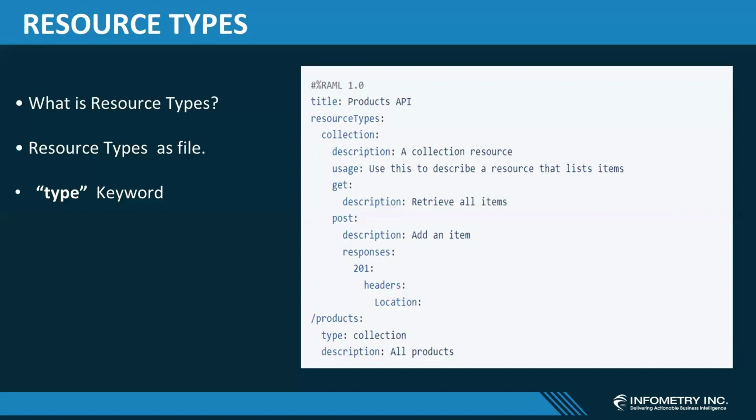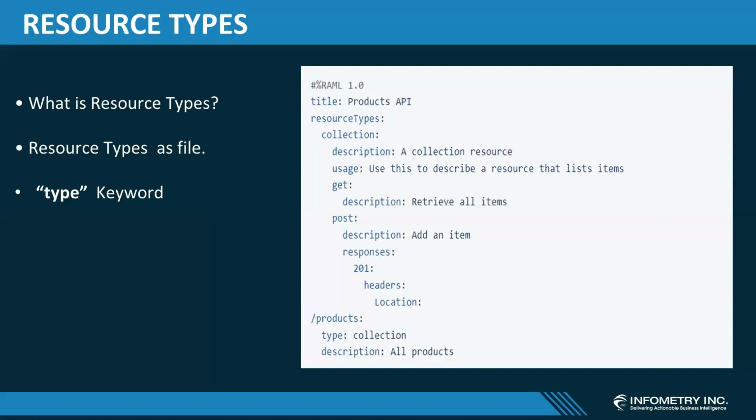So when I say resource types, they should be created as separate files as well. It's not only that we need to define them at the top of the root section. We can define separate resource types and refer to them using the !include keyword. After including it, at the top level under resource types, we write collection colon !include and that resource type file name.